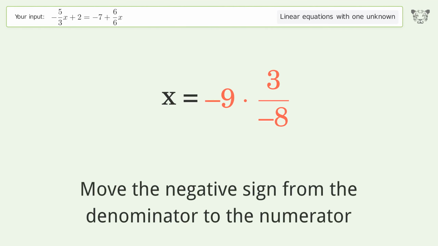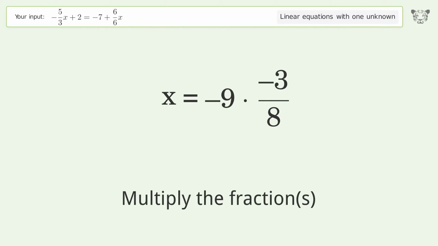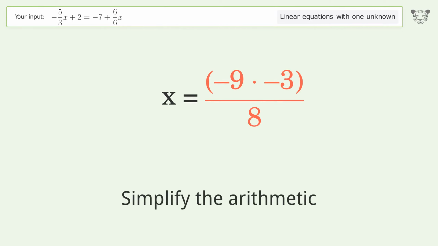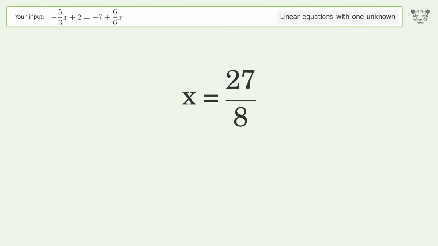Move the negative sign from the denominator to the numerator. Multiply the fractions. Simplify the arithmetic. And so the final result is x equals 27/8.